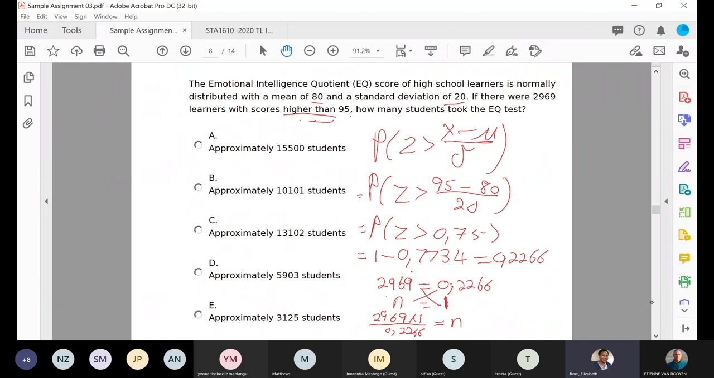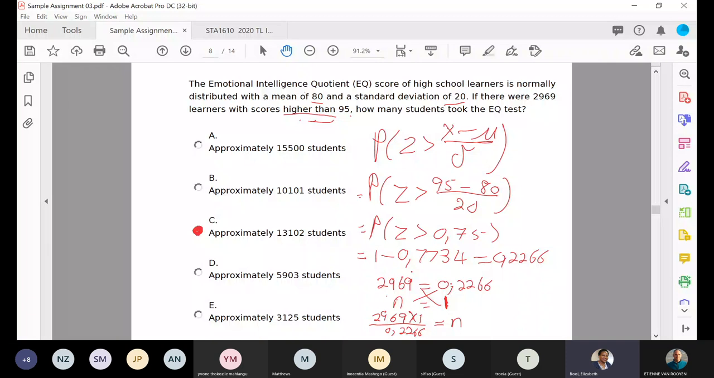2,969 times 1 divided by 0.2266. What do you get? It should be 2,969 divided by 0.2266. It's 13,102. That is one way of doing it.